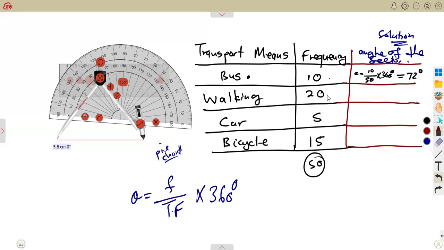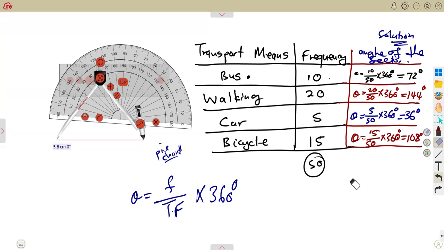You move on to another one. What is the frequency there? The frequency is 20. So theta is going to be 20 over 50, the total frequency, times 360 degrees. Like that, you calculate each and every angle that you're given. The next one, theta, 5 over 50 times 360 degrees. You get your angle, 36 degrees, and so on. You move on. 15, the theta there, 15 over the total 50 times 360 degrees. What are we going to have? 108 degrees. So you have to calculate each and every angle from this formula.